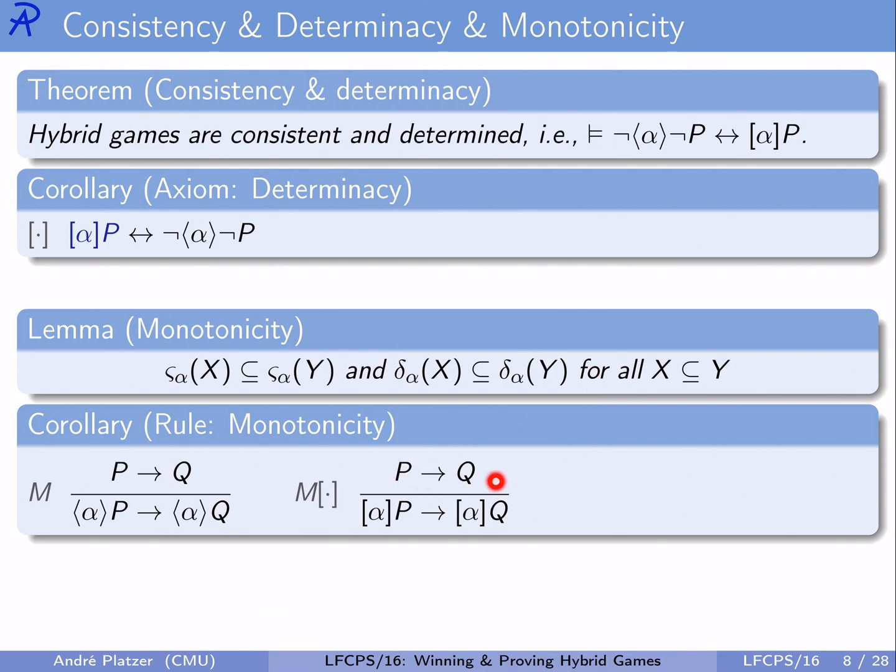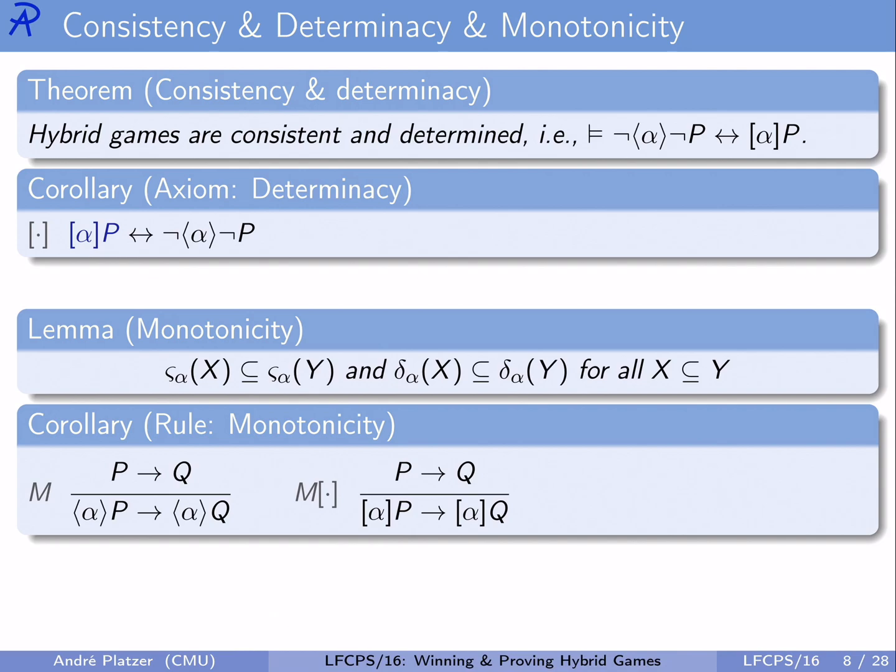If P implies Q is a valid formula, so we've got a proof of that, well then, whenever Demon has a winning strategy in the hybrid game alpha to get to a state where P holds true, then Demon also has a winning strategy to get to Q in the hybrid game alpha, because all he needs to do is follow the winning strategies that he had to get to P, and then remember that whenever he's gotten to P, he's also in Q, and so of course he's gotten to Q. Q could be true in more states, but not in fewer states than that.